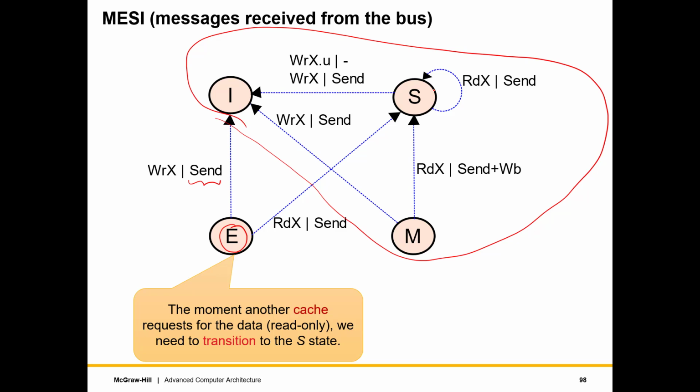We can keep reading, right? And if a read miss comes, we send the data. And from an M state, if a read miss comes, we do a send and write back for seamless evictions. And if from an M state a write miss comes, we send. And from a shared state, any write, we invalidate and send if the other cache does not have a copy.